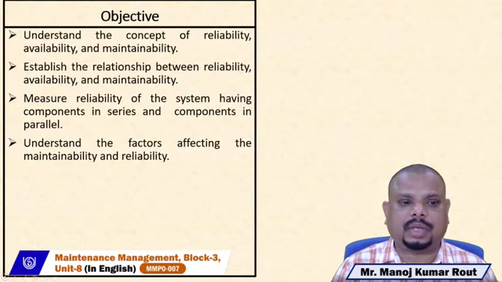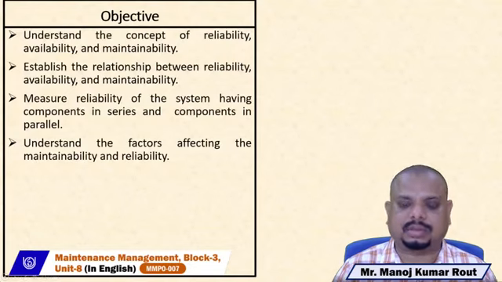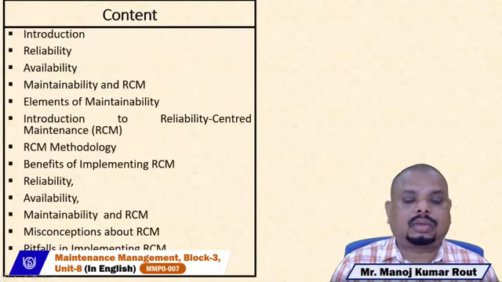Then point number 3: measure the reliability of a system having components in series and components in parallel. With respect to maintenance management, we have to understand and measure the reliability of systems, especially those with parallel and series components. Then point number 4: understand the different factors affecting maintainability or reliability. So these are the contents of today's session.